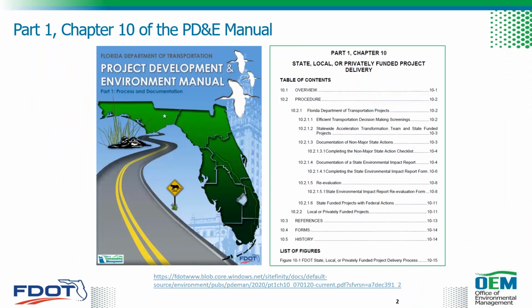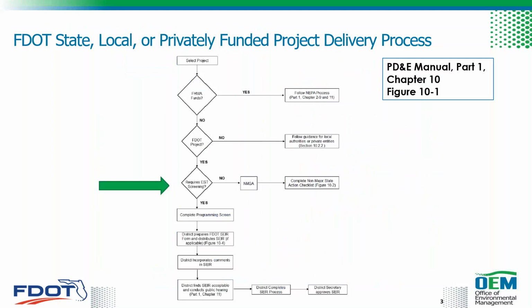Now, Part 1, Chapter 10 of the PD&E manual provides guidance on the state, local, or privately funded project delivery process. And this process includes the preparation of the non-major state actions and the state environmental impact reports. I know this is kind of hard to see, but this flow chart is a visual representation of that process. We're going to be starting here where the green arrow is for the purposes of this training, since we're going to be going over those state-funded projects only. We're not going to get into the local projects.